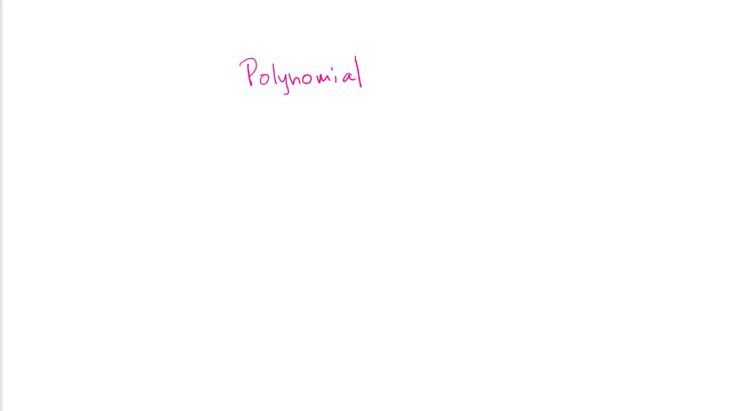Let's begin by defining a polynomial. It's a mathematical expression with, as the name suggests, many terms. That's essentially what polynomial means. And what exactly is that? Well, examples of polynomials would be things like x squared, 5x plus 2, 3x cubed minus x. These are all examples of polynomials.